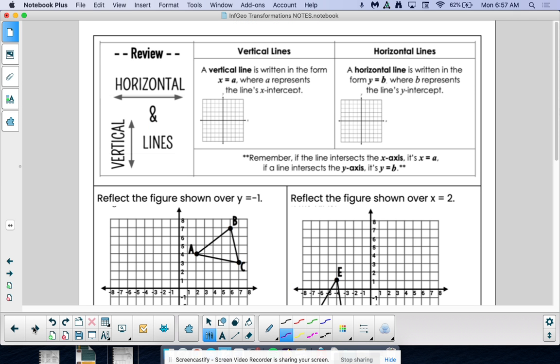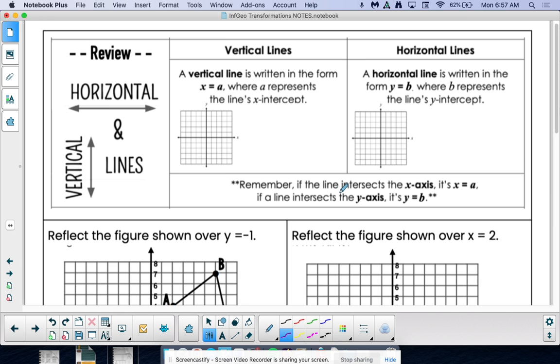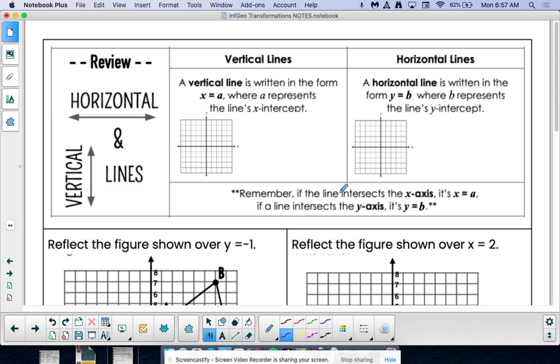You can also reflect an image over other vertical and horizontal lines besides the x and y axis. So we're just going to have to review this. You might have talked about this last year in Algebra 1, but I know that was forever ago, so it's a good review right now. But it says a vertical line is written in the form x equals a, where a represents the line's x-intercept. So if you remember what an intercept is, it's where your line goes over either the x or y axis.